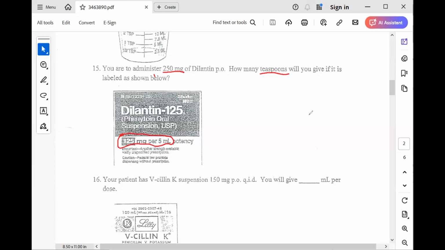The long way is I take my order over my available times my quantity. I get 10 ml. And then I'm going to convert milliliters to teaspoons. So 1 teaspoon is 5 ml. And that's where you get 2 teaspoons.